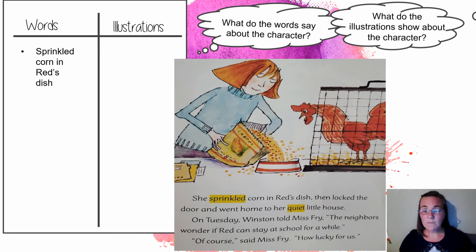Now I'm going to think, what do the illustrations show about the character? So I look carefully at the character in the illustration and I notice that there's a smile on Miss Fry's face. I want to write that down because I think that's going to be important in teaching me about who Miss Fry is. So I wrote smile on her face on the illustrations part of my T-chart.